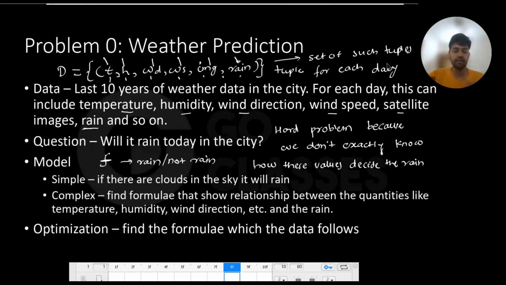So that is the problem, right? But it's not like we don't know at all. We do know sometimes. We know some correlations, but we don't know the exact formula. So how can I still work with this? I still want to predict whether it will rain today or not. So what I will do is basically this.